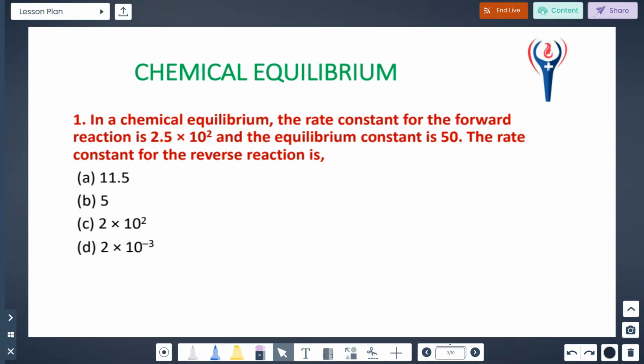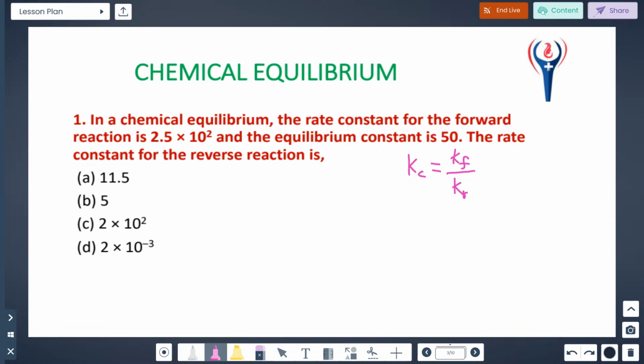Equilibrium constant is equal to that. Kc is equal to what? Forward reaction constant by reverse reaction constant. This is a small formula, you know that. Kf by Kr. Understood? This is the formula.